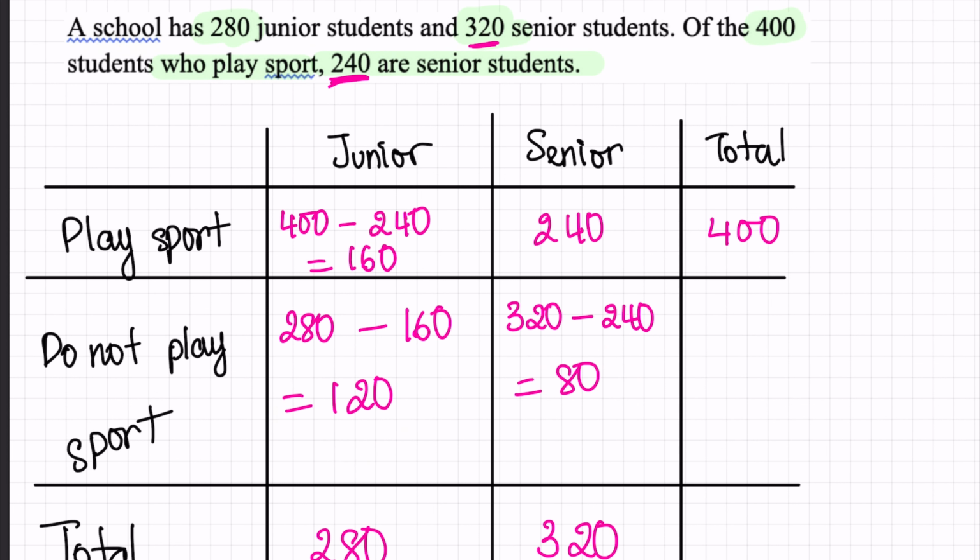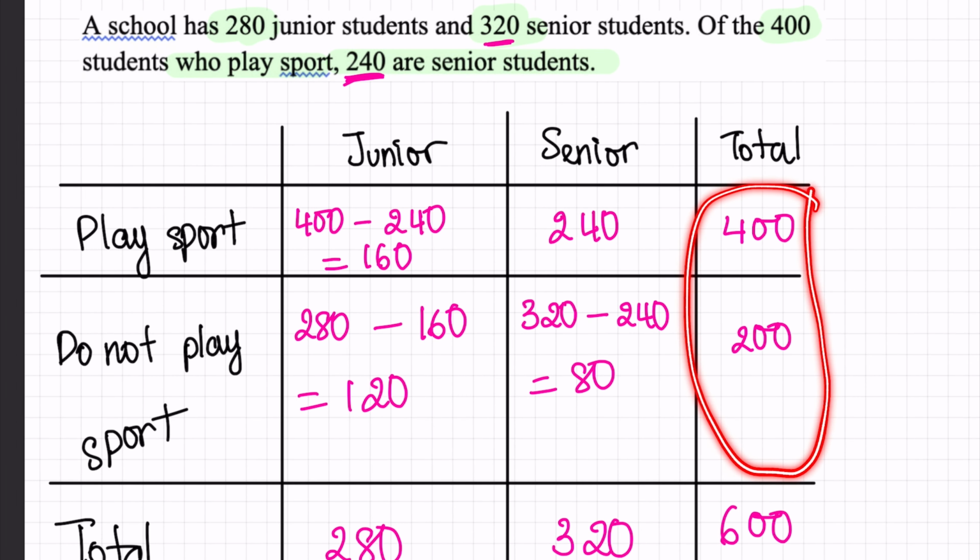120 plus 80 equals 200. So the total in that column is 600. The total in that column is also 600. A good point to double check: if you add all the numbers here, it is not the same as all the numbers here whenever you add it up. So it's definitely wrong somewhere. Alright, that is the table we have.